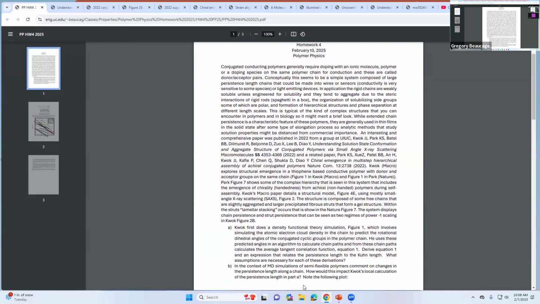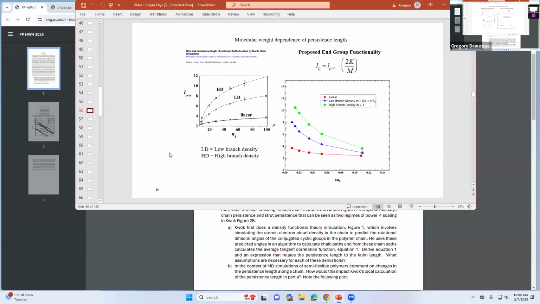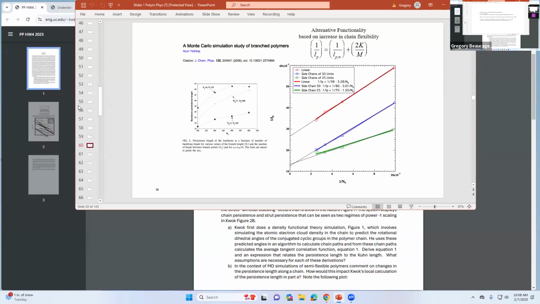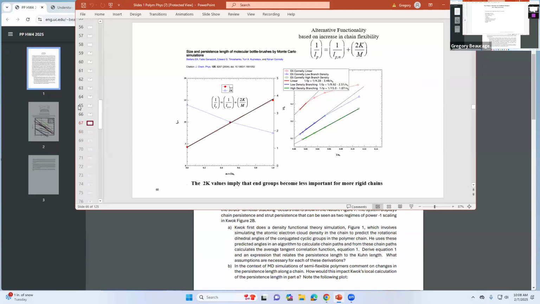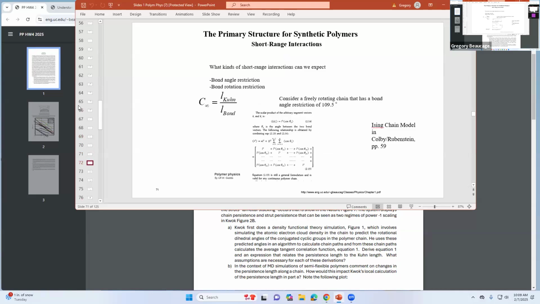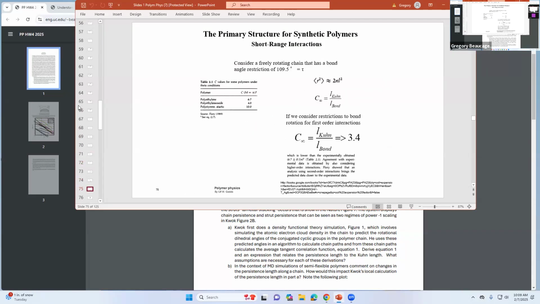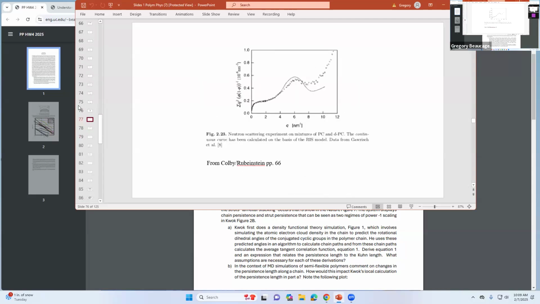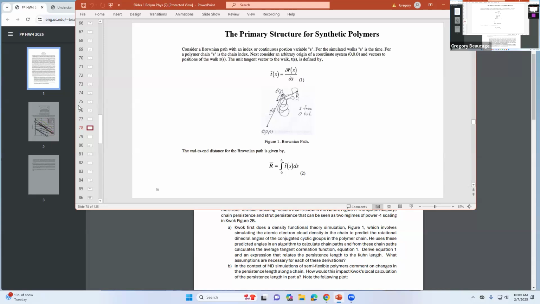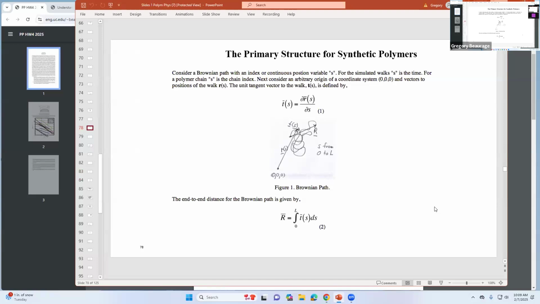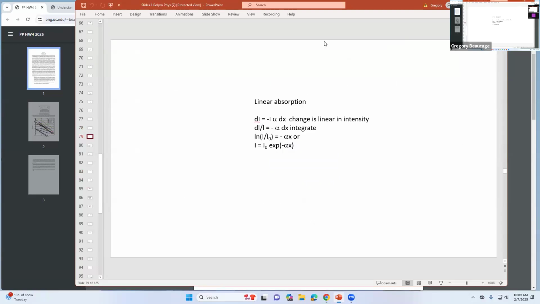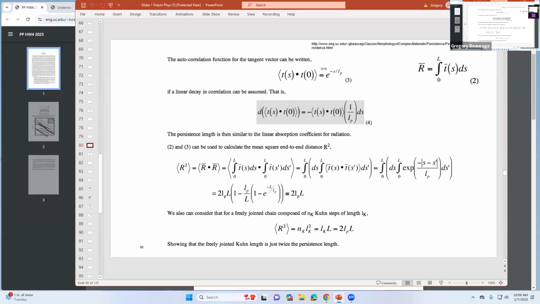Oh, all right. So let's see, it's a persistence length thing. That's a good question. There's two parts, it says. So what you have to do is say, well, it's linear, so where does that equation come from? That's just a kind of linear absorption model.